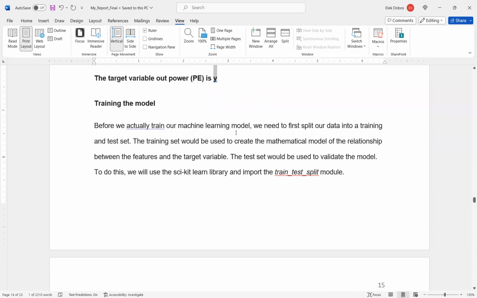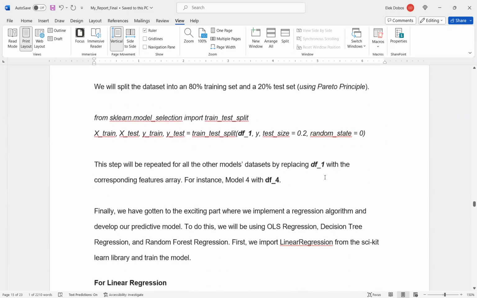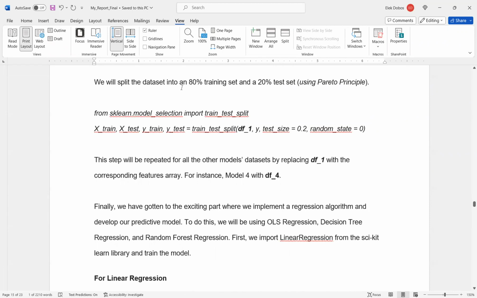Before I actually trained our machine learning model, I had to split our data into a training and a test data set, which I was calling before, I think, the 20 and 80 in my code when I showed you a moment ago. The training set would be used to create the mathematical model of the relationship between the features and the target variable. The test set would be used to validate the model. To do this, we'll use the scikit-learn library and import the train test split module. So I did use 80% for the training set of my data, and 20% of the data went to the testing.